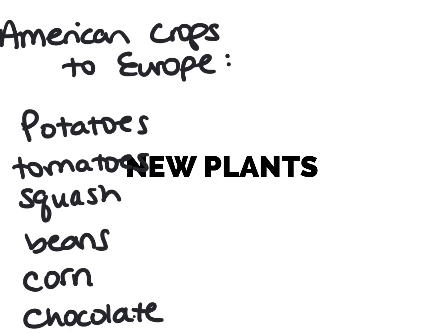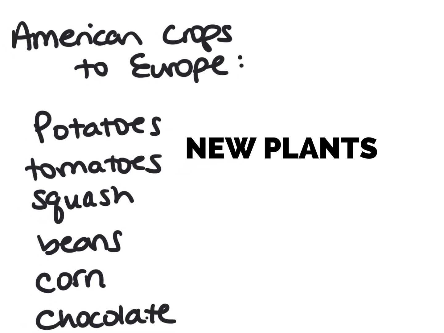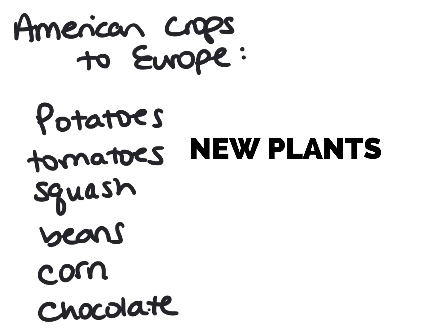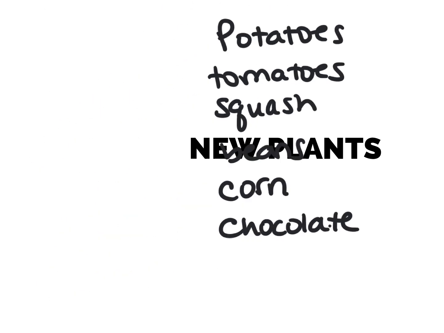Okay, so as we noted, the first thing that we need to talk about is new plants. Most of the crop transfers are a one-way street. For the most part, what's really happening is that American crops are going to Europe. These are the big money crops. They're highly caloric, meaning they have a lot of calories. They're nutritious. Good things are happening in terms of American crops that are going to Europe.